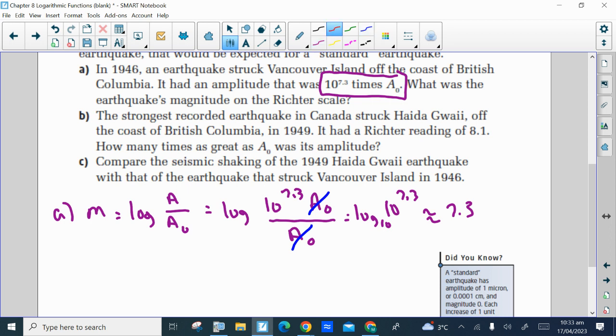Part B says the strongest recorded earthquake in Canada struck off Haida Gwaii, which used to be the Queen Charlotte Islands. It's west of Prince Rupert. In 1949, it had a Richter reading of 8.1. How many times as great as a sub-zero was its amplitude? So in this case, we're given the magnitude. It's 8.1. We are told that the magnitude is 8.1.